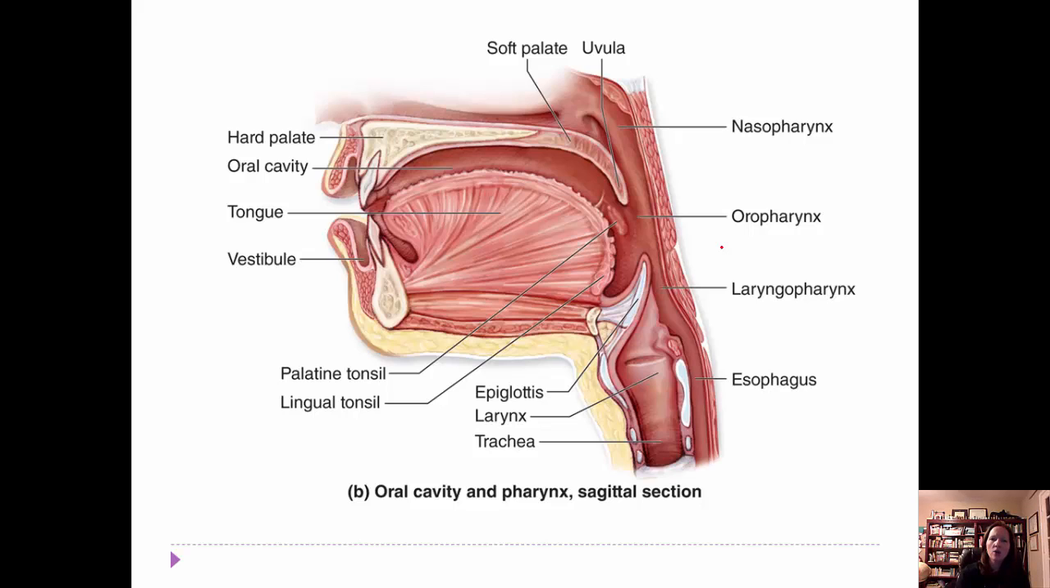So when we swallow a bolus of food, there's my bolus of food right there. We are going to push it down that way. And it's going to go down the pharynx that way. So hopefully your food doesn't come into contact with that nasopharynx at all.